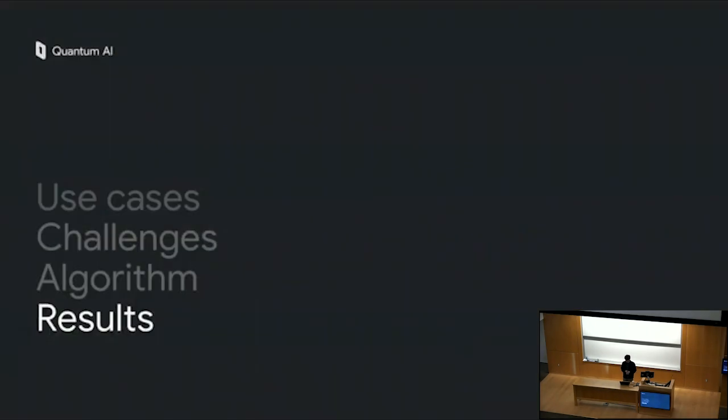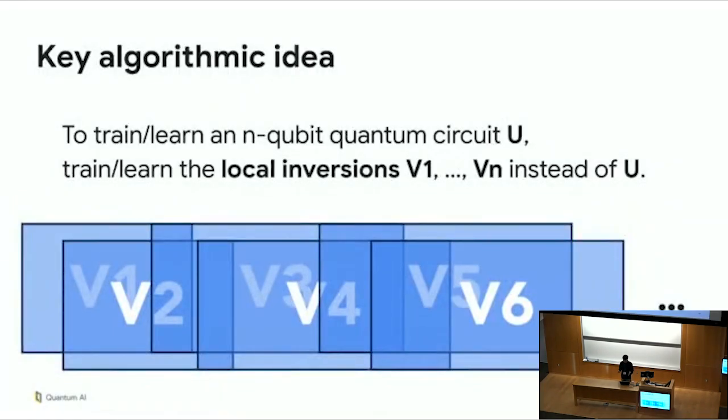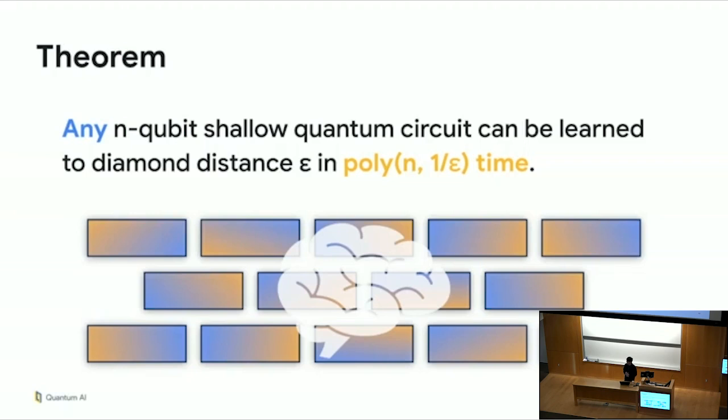Okay. So now utilizing this algorithmic idea, what we showed is that training or learning these local inversions leads to a very nice landscape, and hence one can learn shallow quantum circuits efficiently. And that results in the following theorem, which states that any n-qubit shallow quantum circuit can be learned to a small diamond distance epsilon in polynomial n and 1/epsilon time. And in practice, in a lot of situations, like a geometrically local quantum circuit, this polynomial is very small. It's like n squared over epsilon squared.